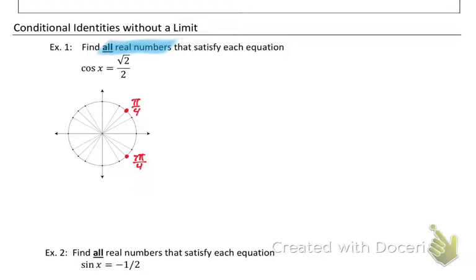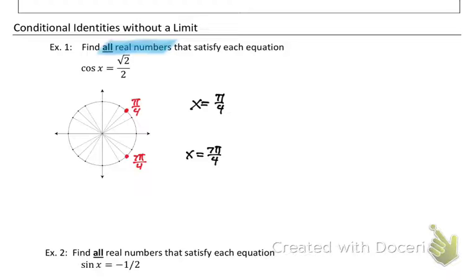Okay, so if this was yesterday, I'm going to label this just a little bit different. I would have x equals pi over 4, and I would have x equals 7 pi over 4. And I'd be done. Yesterday, I'd be done. That's it. These are the solutions from 0 to 2 pi, but this says list all possible solutions.